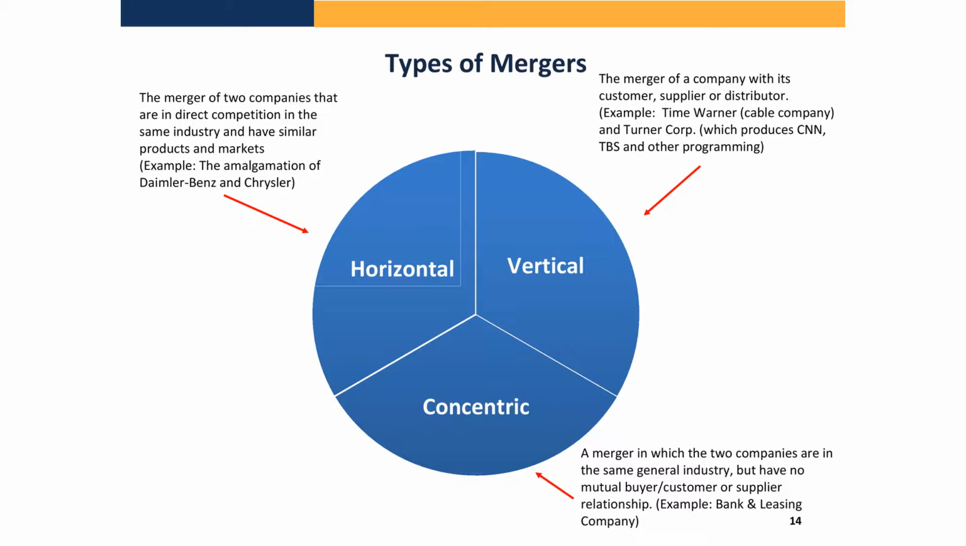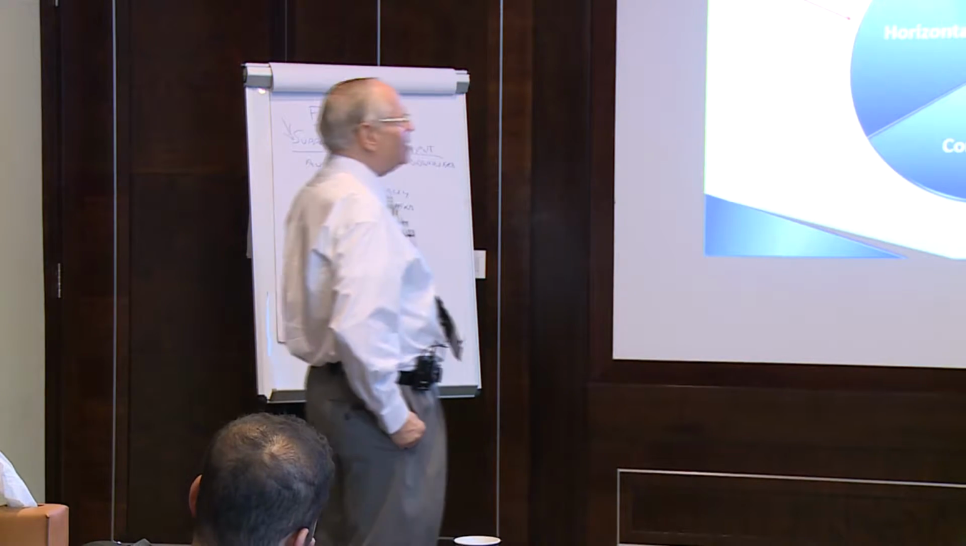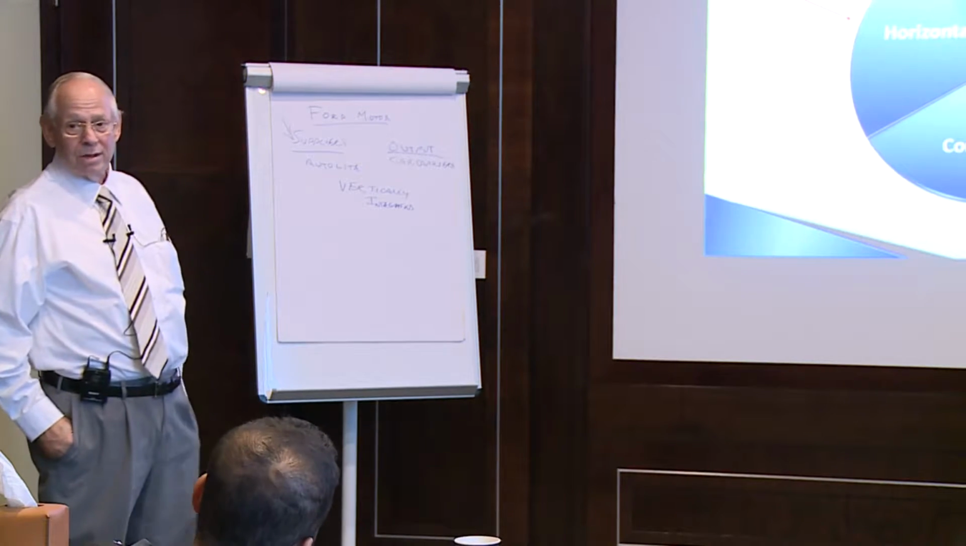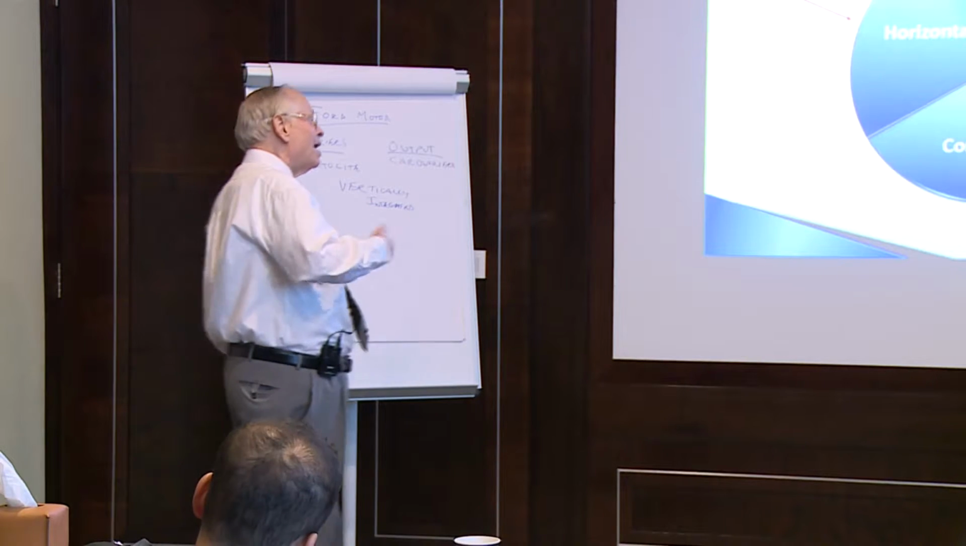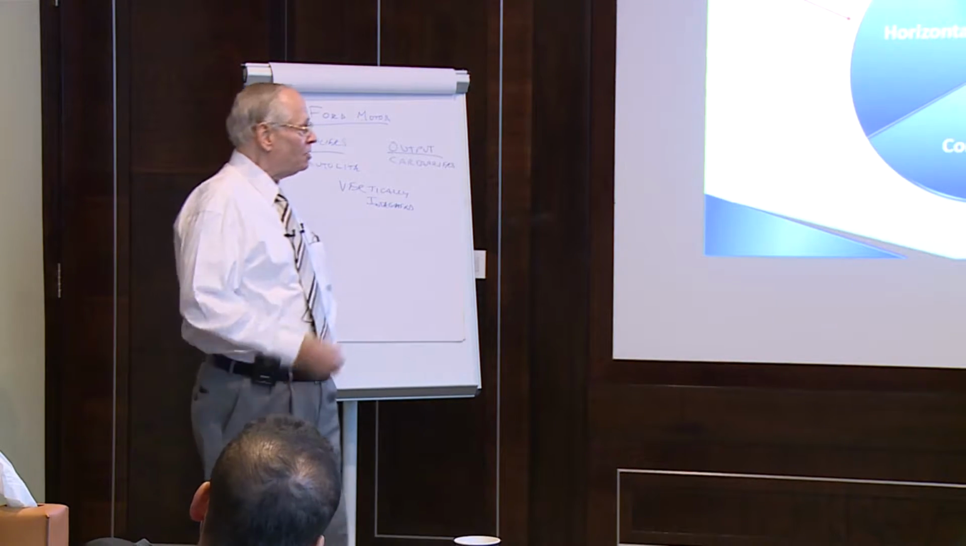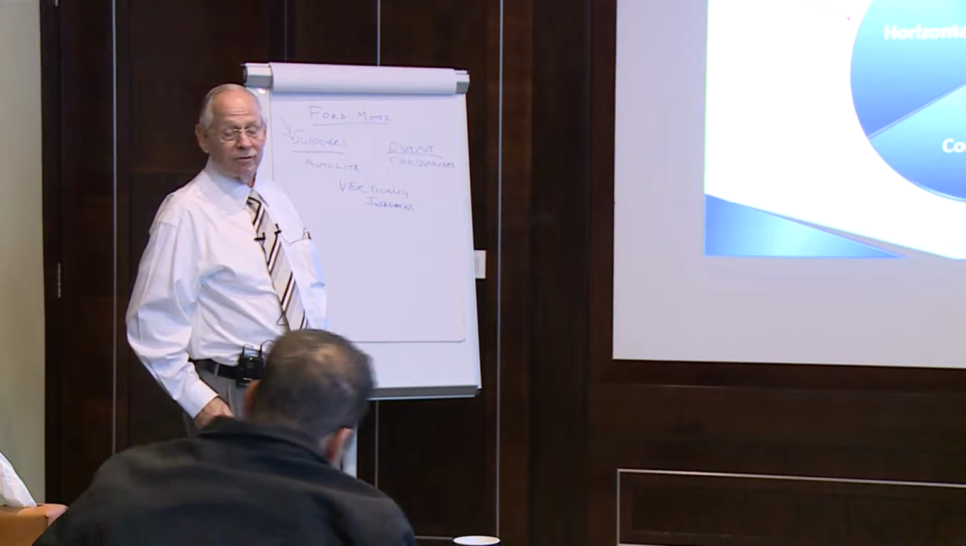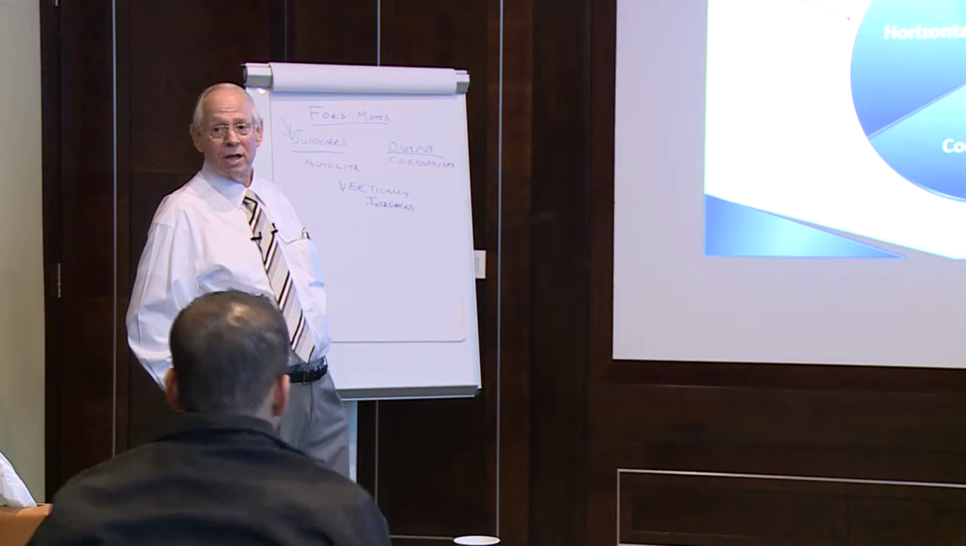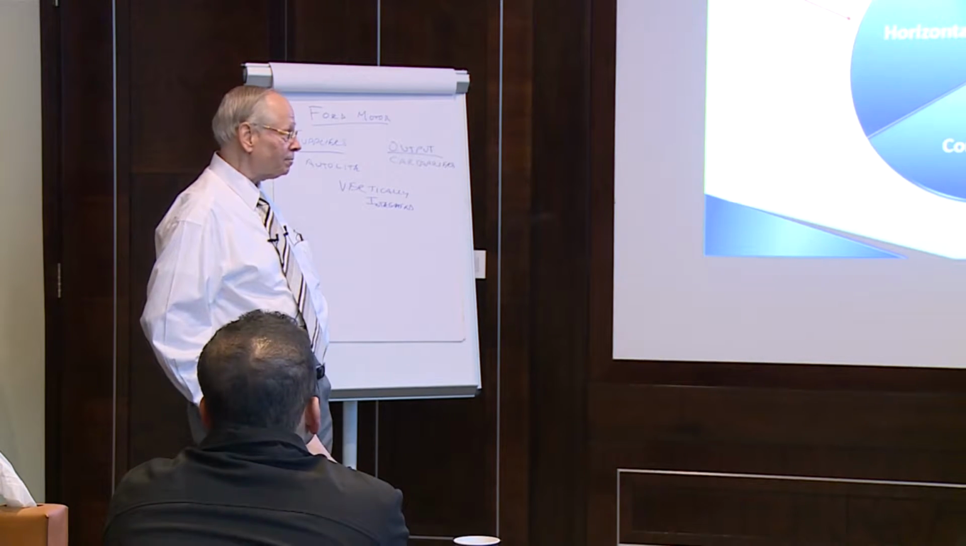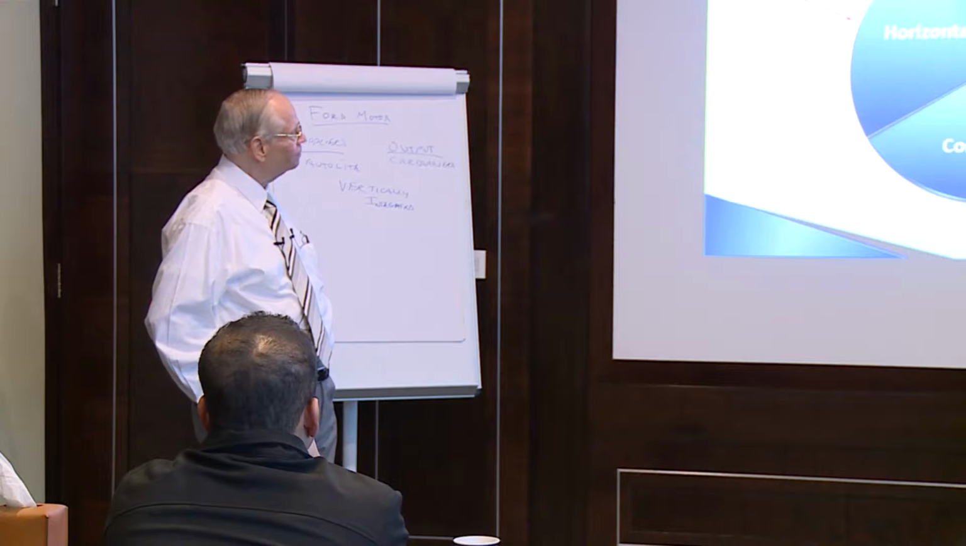Concentric, a merger in which the two companies are in the same general industry but have no mutual buyer, customer, or supplier relationship. Very common in banks, bank and leasing companies. A lot of times banks want to take on leasing as one of their products. So you'll see a bank will merge with a leasing company. That's called concentric.